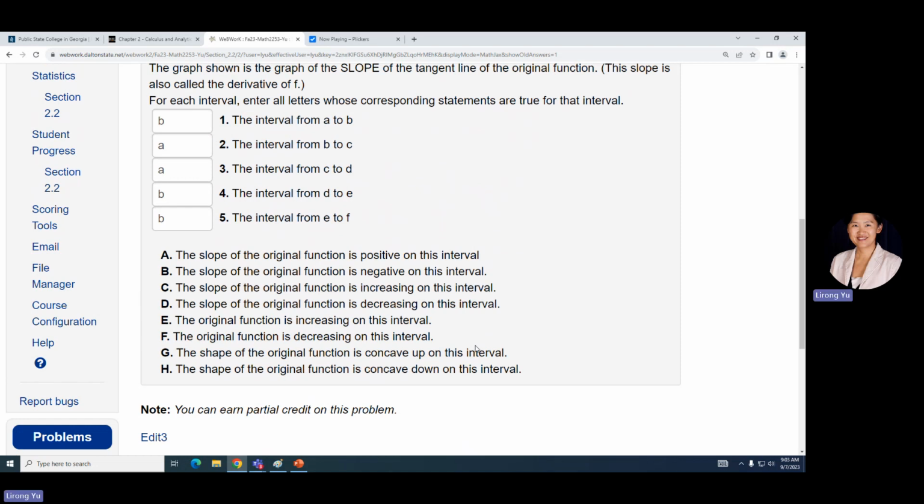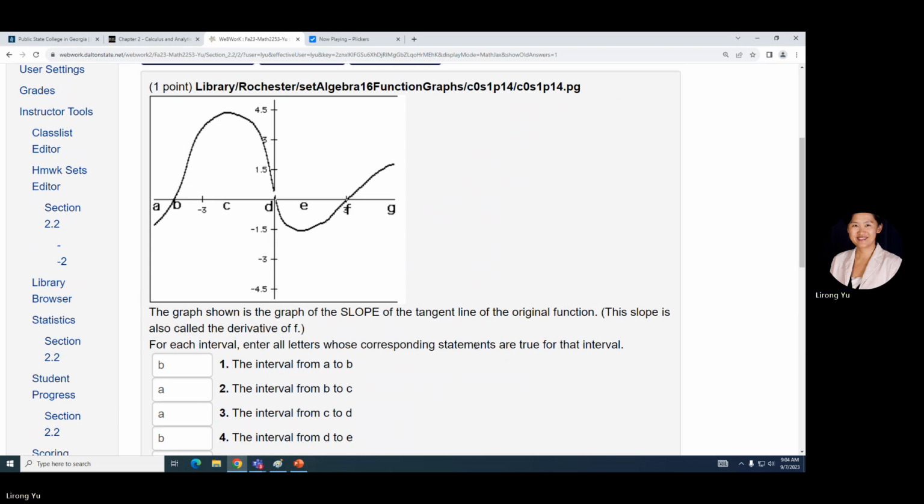We're filling out A and B, and then we're going to try to fill out C and D because they're opposite. C says the slope of the function is increasing. D says the slope of the function is decreasing. Okay, are we okay there? So we finished with A and B. Then we try to finish C and D. C and D indicate whether the function is increasing or decreasing. Then you can see it: increasing, increasing, decreasing, decreasing, increasing, increasing.